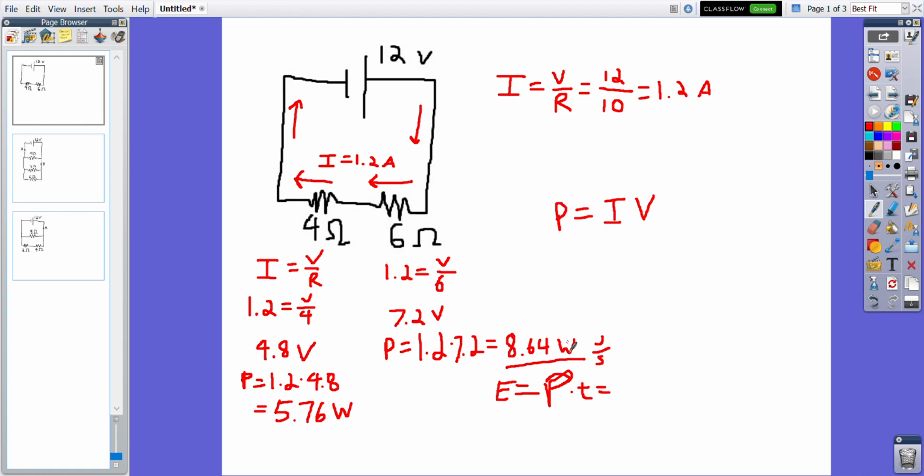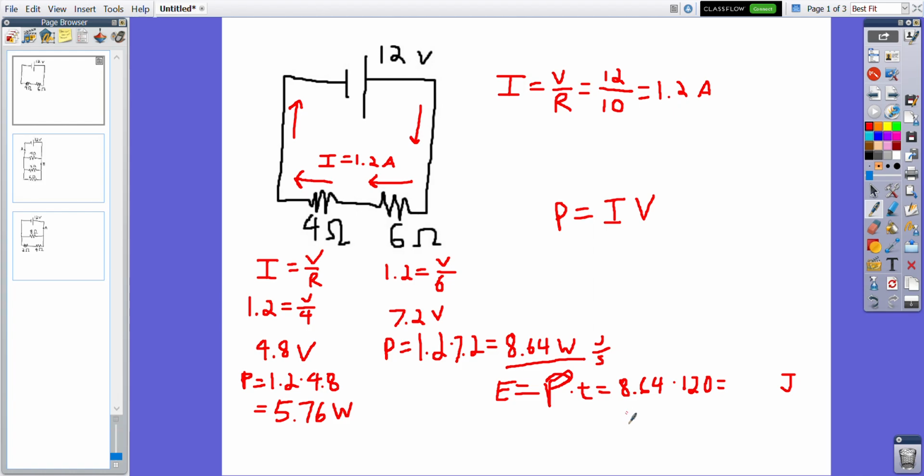And if you use watts and seconds, you'll get joules. So if I give you a time in minutes, you always have to convert that to seconds. For example, if I told you 2 minutes, which is what I think I gave you in the quiz, you have to make sure if you're going to get joules, you turn those 2 minutes into 120 seconds. That'll give you joules. I don't feel like calculating that, but you can figure that out yourself.